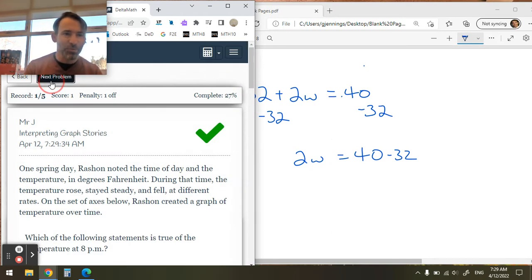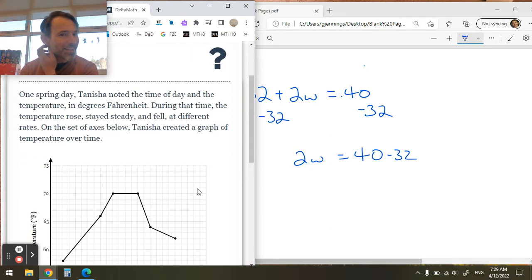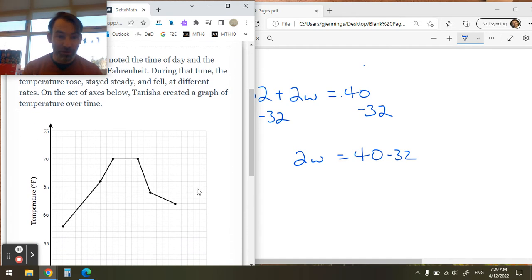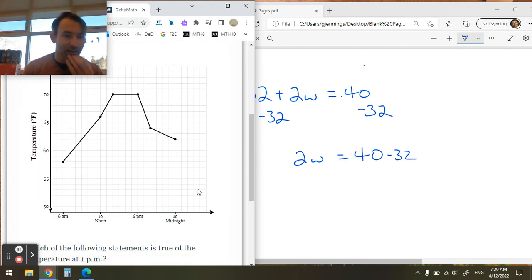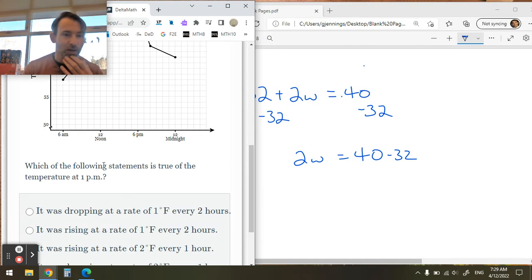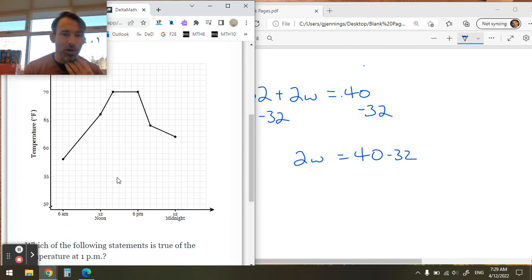Hooray! Okay, let's do one more. All right, one spring day, Tanisha notes the time of day and the temperature in degrees Fahrenheit. All right, so again, similar temperature graph. Which of the following is true of the temperature at 1 p.m.?